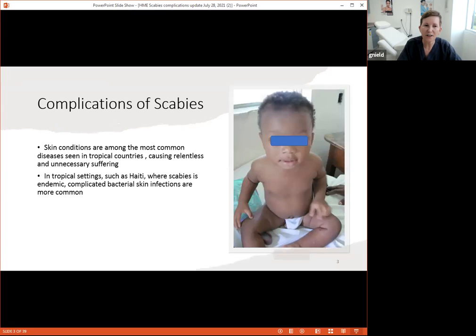So skin conditions are among the most common diseases seen in tropical countries, causing relentless and unnecessary suffering. So in tropical settings such as Haiti, where scabies is endemic, complicated bacterial skin infections are certainly more common.